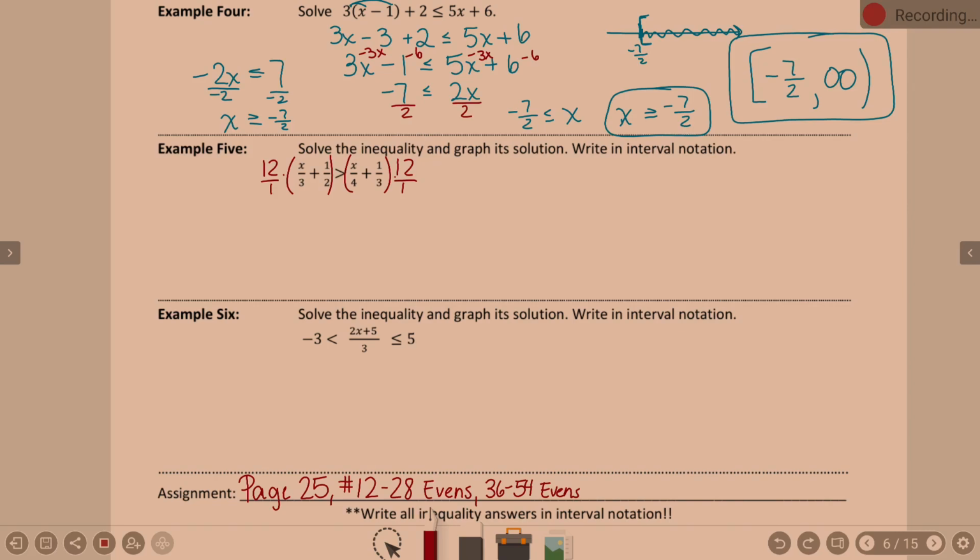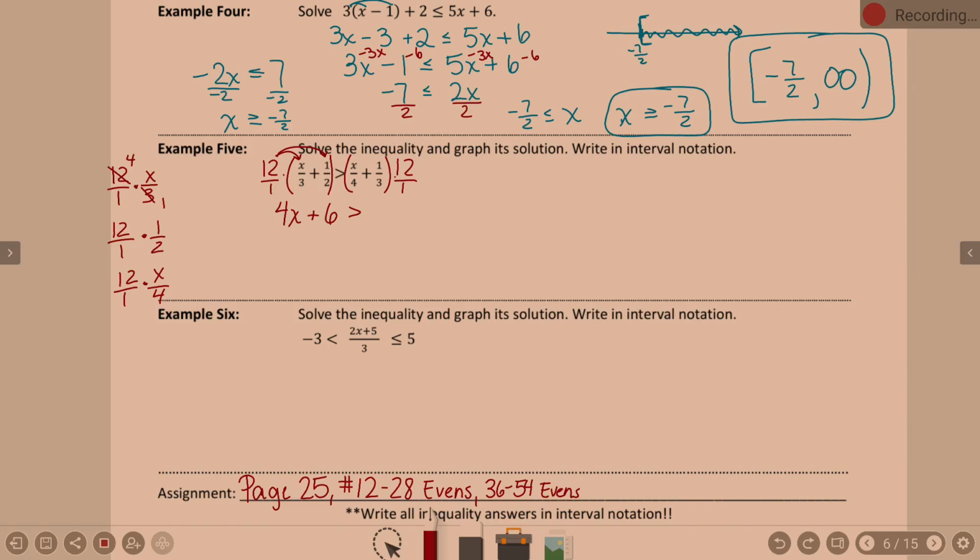So, on the left, 12 over 1 times x over 3, 12x over 3, which becomes 4x. Cross cancel, 1 and 4, so 4x, plus 12 over 1 times 1 over 2, or what's half of 12? 6. I'm multiplying by positive 12, so I'm just carrying down my greater than sign. 12 over 1 times x over 4.